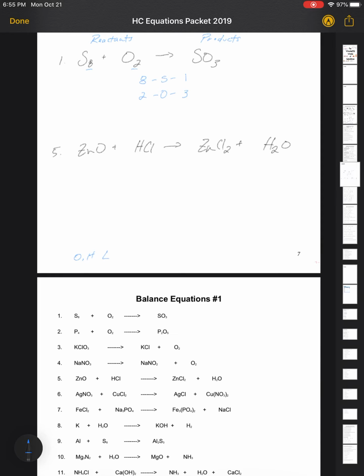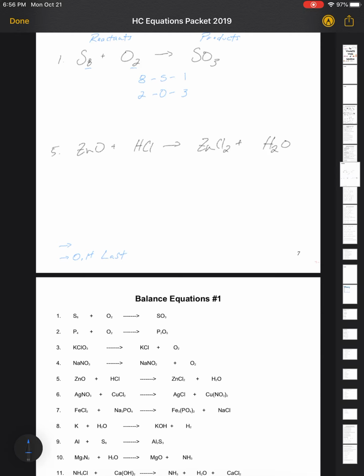Oxygen and hydrogen will balance last. More often than not, we're just seeing a lot of oxygens and a lot of hydrogens in many different spots. So if we could save those till last, that'll be helpful. And I will go backwards actually. Another rule that we can stand by is anytime we see an odd number, we want to make sure that it goes to even. And that'll just help us out, and we'll kind of see how that goes.